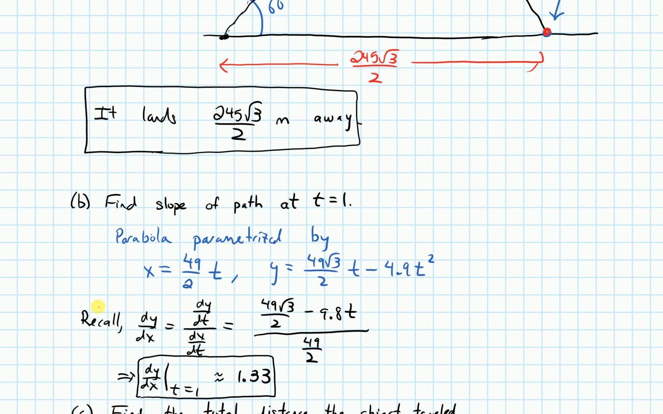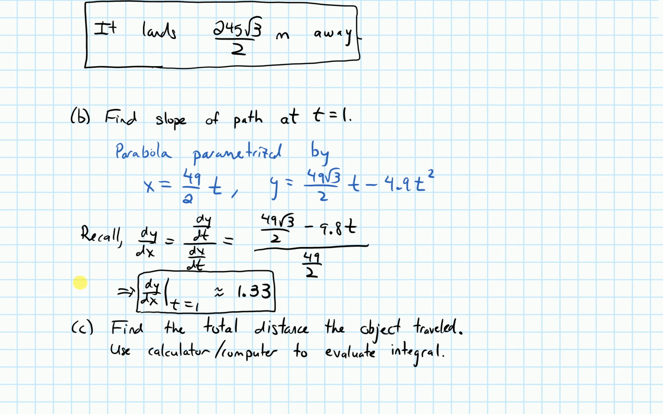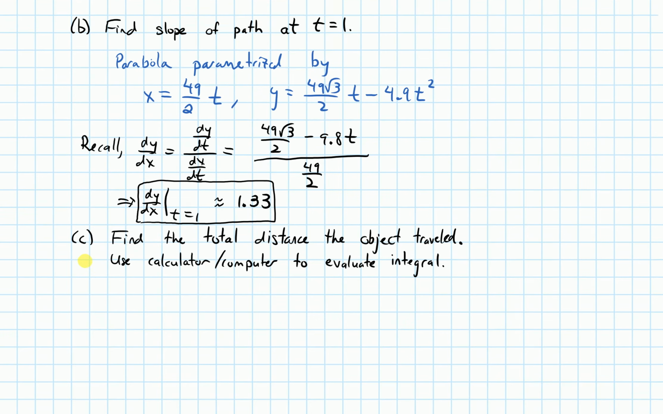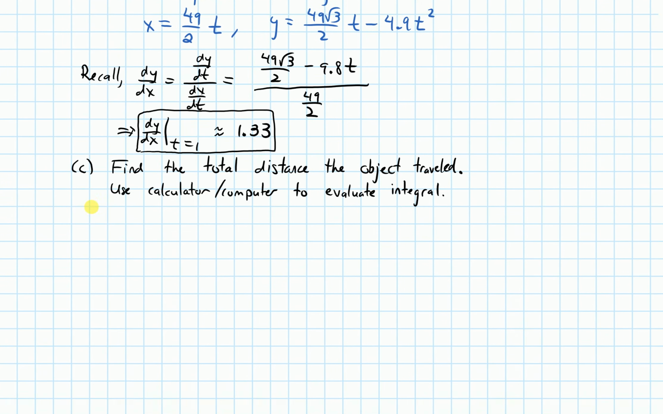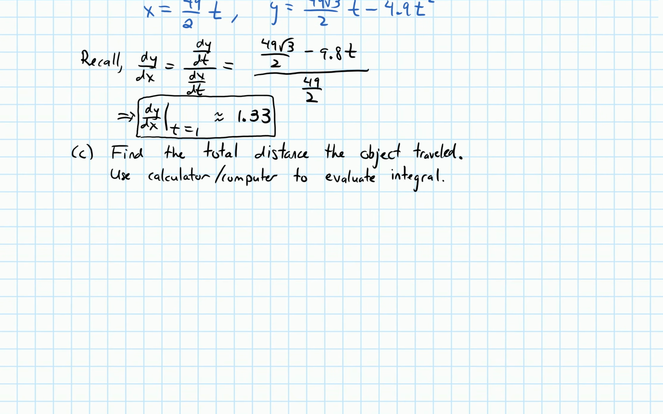All right, so I want to do one more part of this example. So this is another review problem. Let's find the total distance the object traveled. And to do this, we're going to need to set up an integral. So we will use a calculator or a computer to evaluate the integral. So as a reminder, the total distance that an object travels is, this is another way to say the arc length.